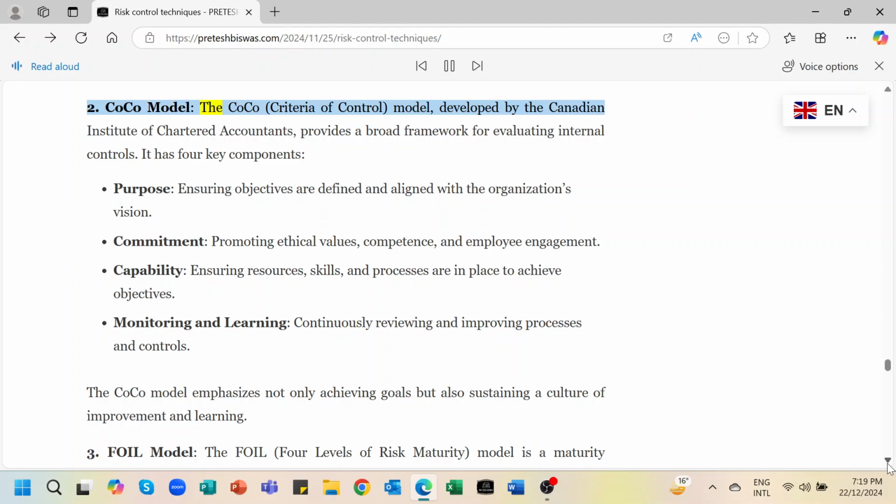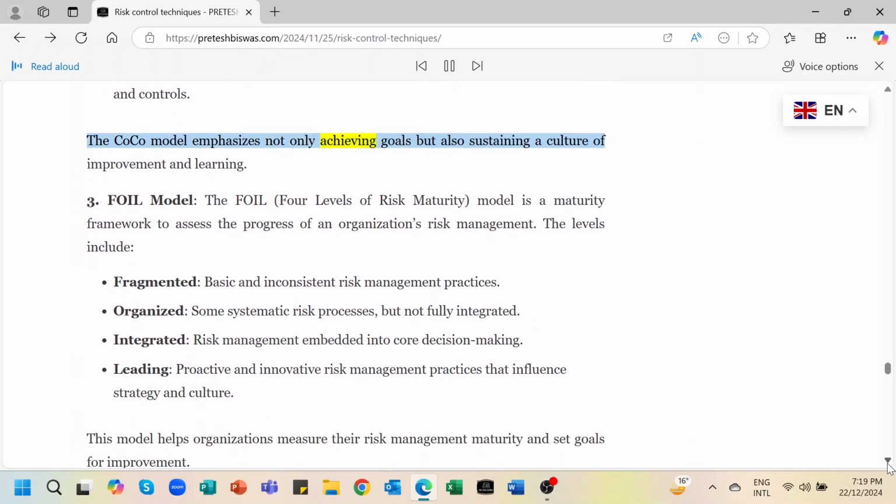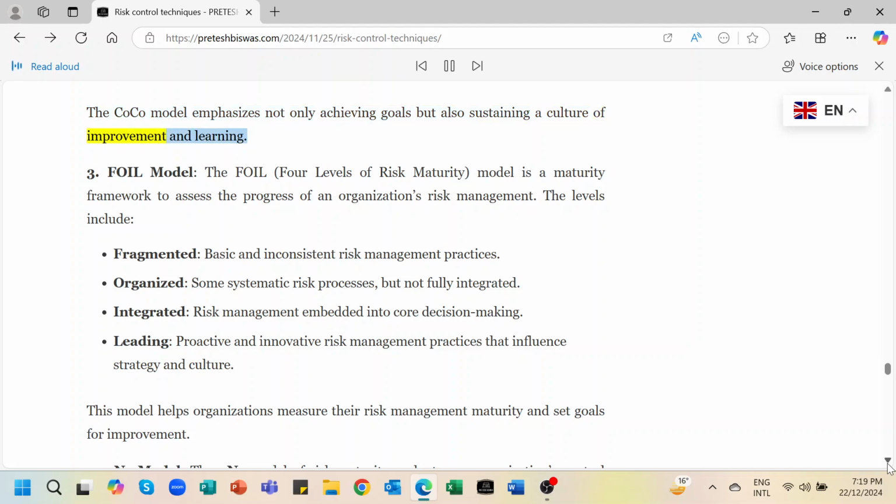2. COCO model. The COCO, Criteria of Control, model, developed by the Canadian Institute of Chartered Accountants, provides a broad framework for evaluating internal controls. It has 4 key components. Purpose, ensuring objectives are defined and aligned with the organization's vision. Commitment, promoting ethical values, competence, and employee engagement. Capability, ensuring resources, skills, and processes are in place to achieve objectives. Monitoring and learning, continuously reviewing and improving processes and controls. The COCO model emphasizes not only achieving goals, but also sustaining a culture of improvement and learning.